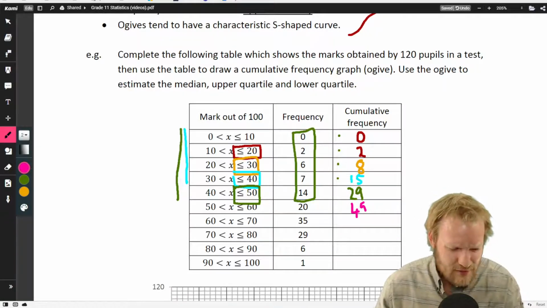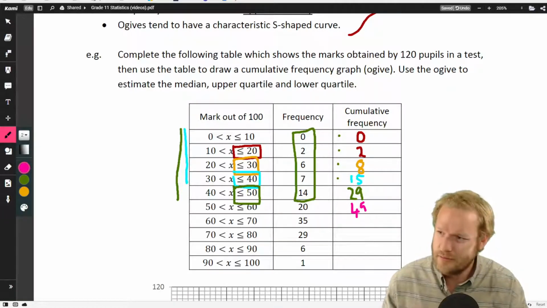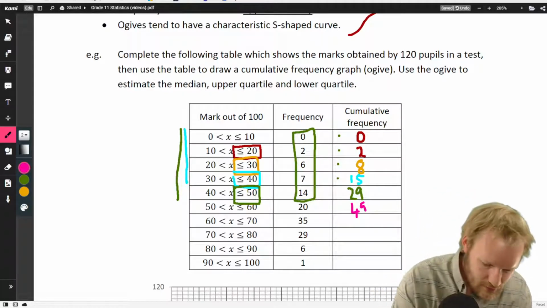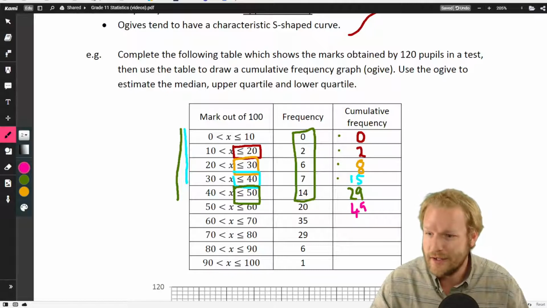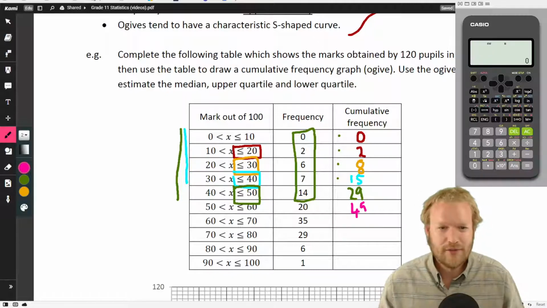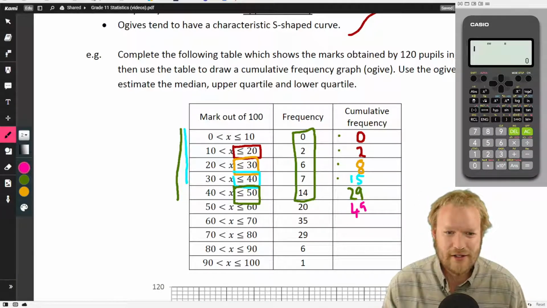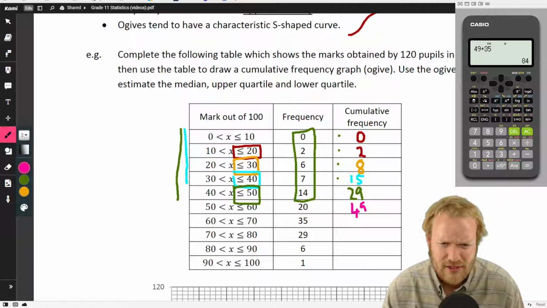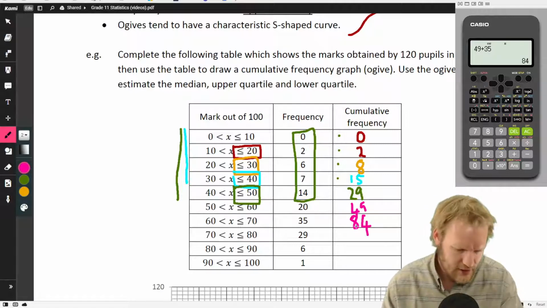Just in case, why don't we just pull... Oh, well, that's disappointing. I wanted to pull up the calculator. I guess I can just click it here. So, yeah, we've got our calculator ready, and we go, okay, well, 49 plus 35. Oh, 84. Let's not second guess ourselves. There it is.